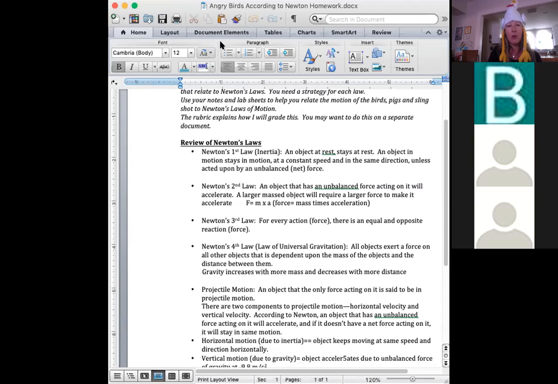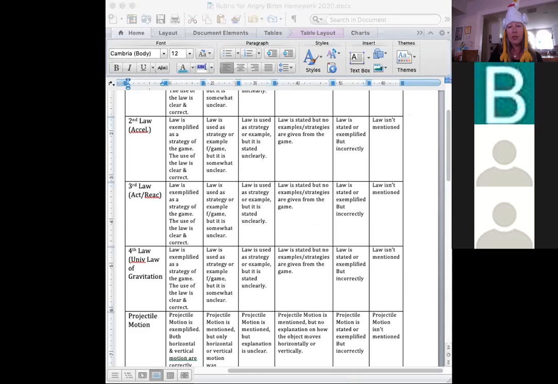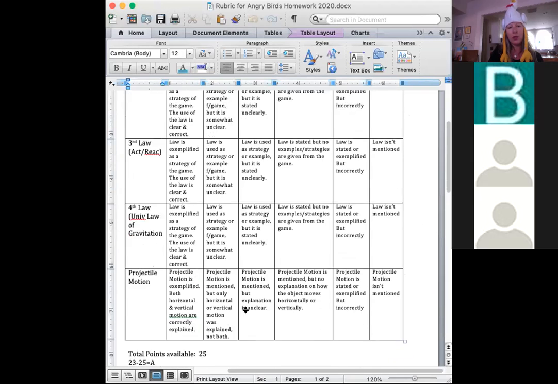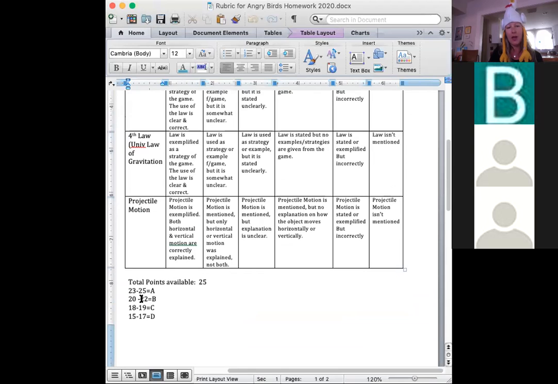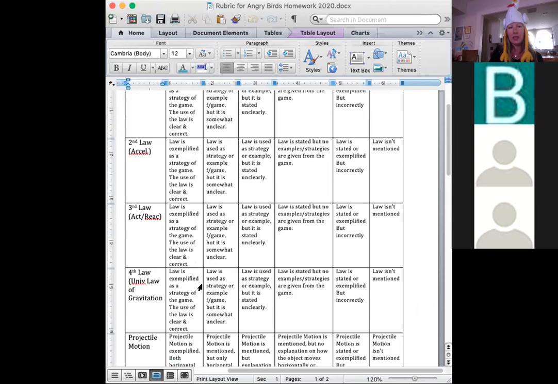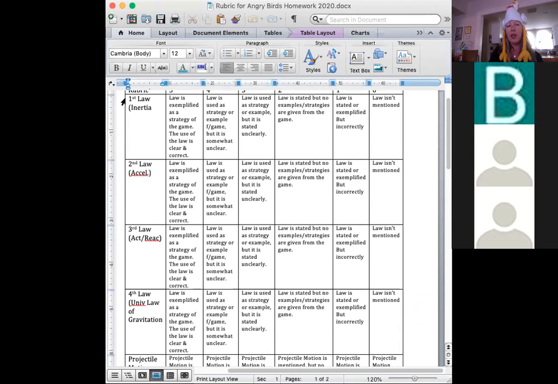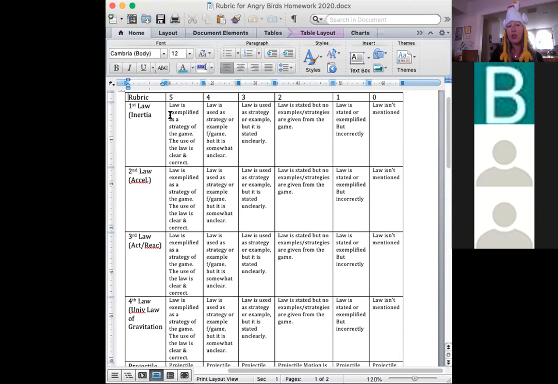All right, there is a rubric that explains how I will grade this. And that's also posted for you, and it's right here. So you can see what you need to do to get an A. It's worth 25 points. You can see here that the bottom, 23 to 25 points is an A. And for each one, you have a law that you need to explain. So notice, to get 5 points for each law, you need to do this.